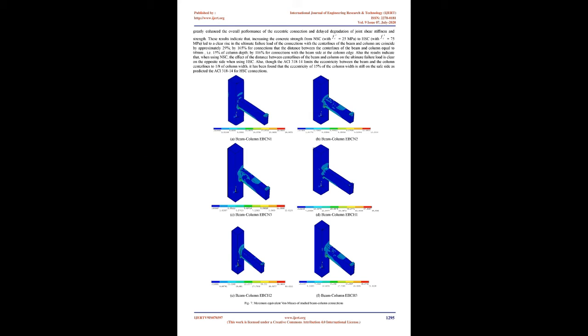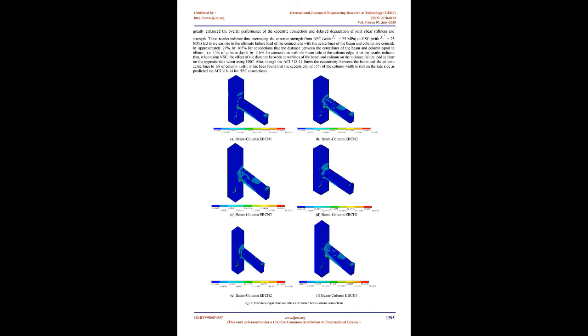For connections EBCH1, EBCH2, and EBCH3, the initial crack was observed at a load of approximately 39 to 45% of the failure load. Though the ACI 318-14 limits the eccentricity between the beam and the column centerlines to 1/8 of column width, it has been found that an eccentricity of 15% of the column width is still on the safe side as predicted by the ACI 318-14 for HSC connections. These results indicate that the cracks were initiated in the exterior beam column connections from NSC at loads lower than those from HSC, by 50 to 75%.